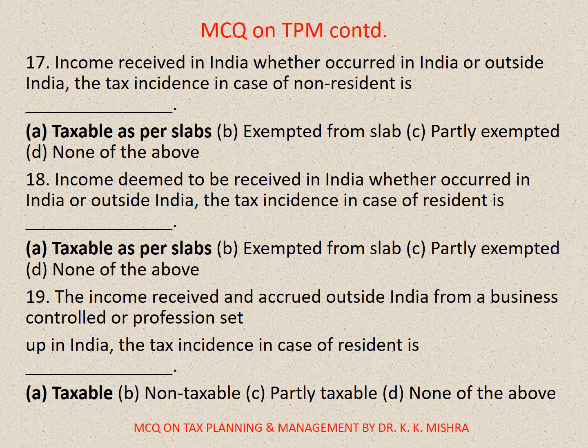19. The income received and occurred outside India from a business, control or profession set up in India, the tax incidence in case of resident is dash. A. Taxable, B. Non-taxable, C. Partly taxable, D. None of the above. Correct option is A. Taxable.